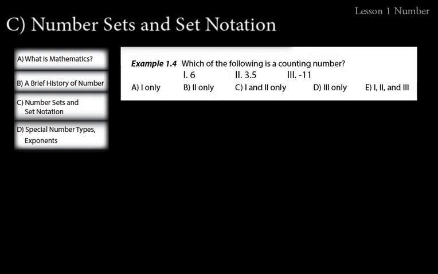Example 4, which of the following is a counting number? Think about counting numbers. It starts with 1, just counting on your fingers. Those are also natural numbers described as that. 1, 2, 3, 4, 5, 6. There's no decimals in there. There's no negatives. It must be this choice number 1 here, and so 1 only.